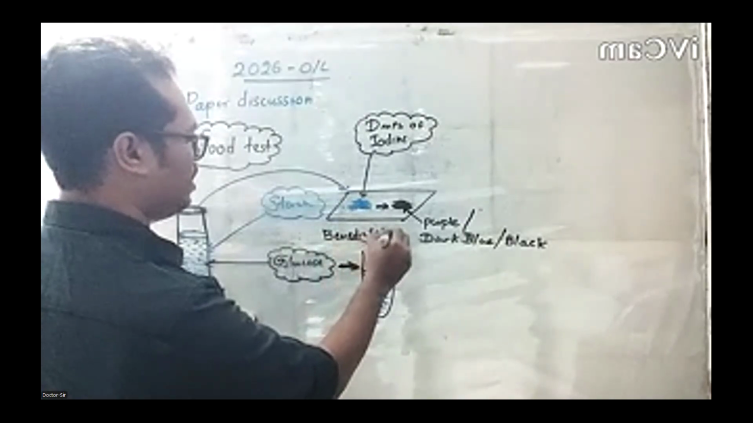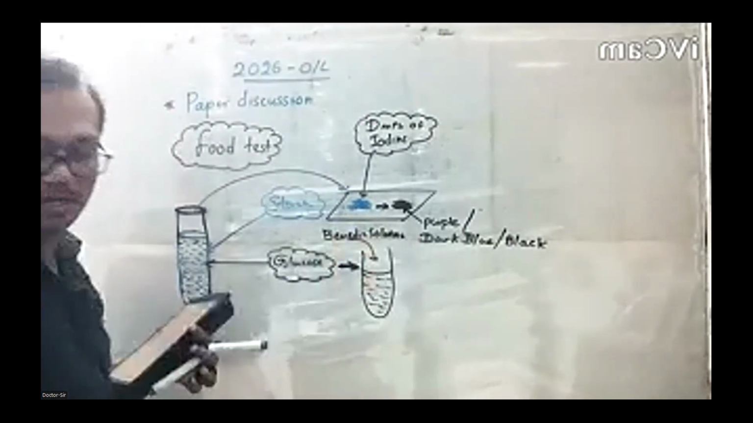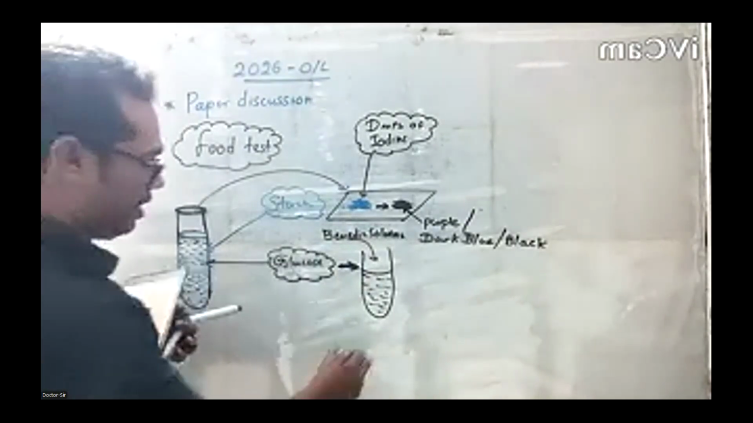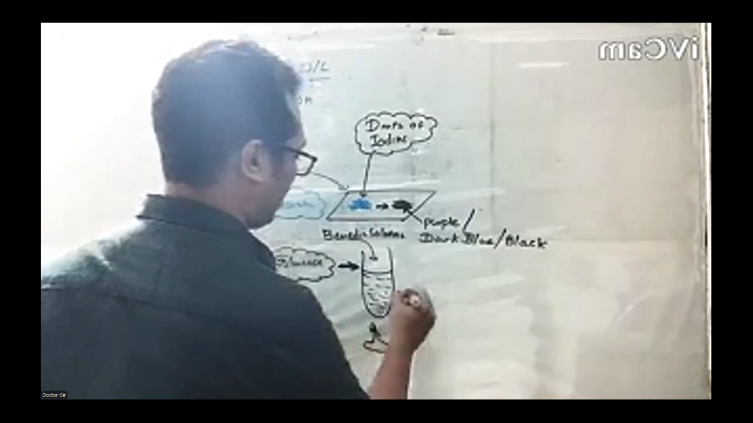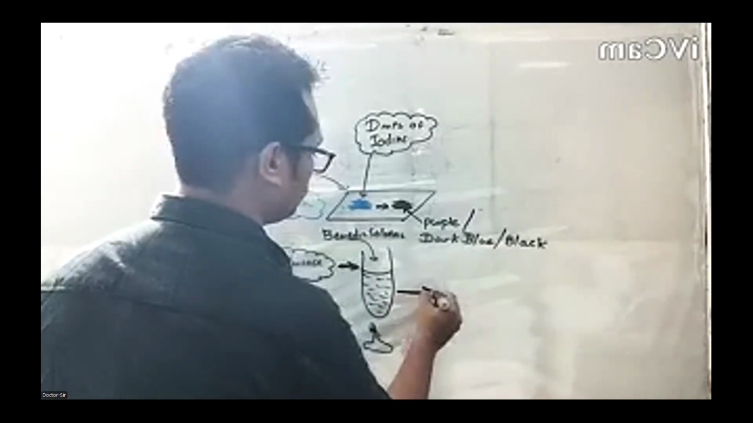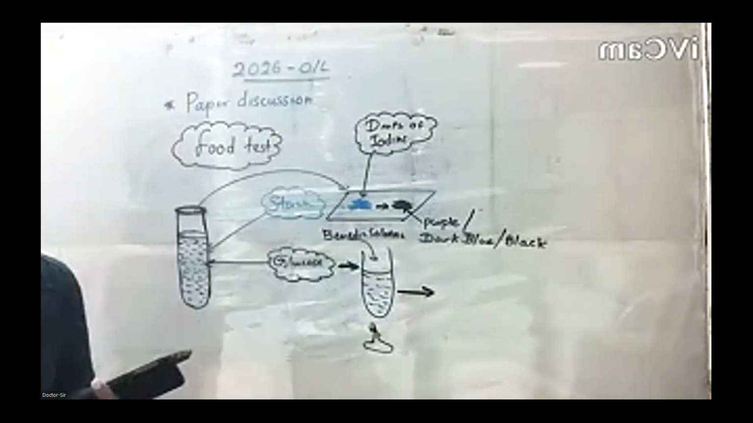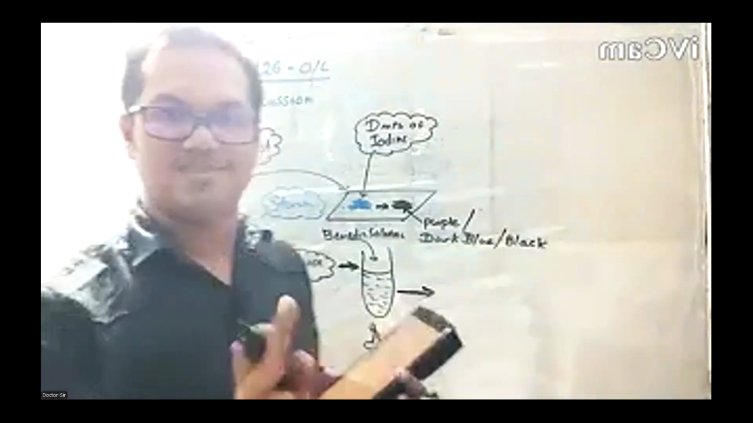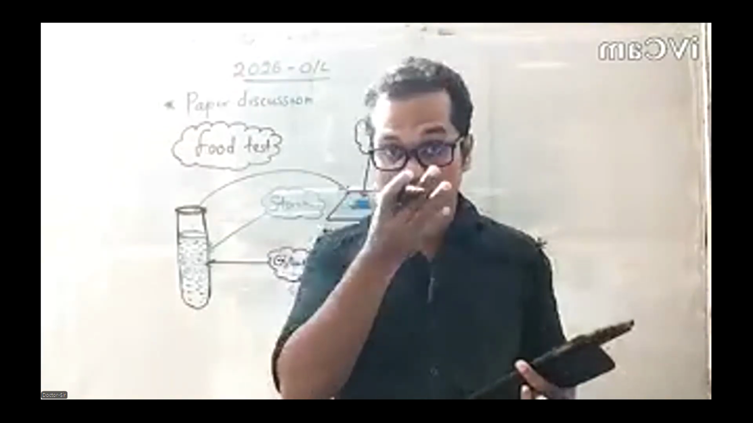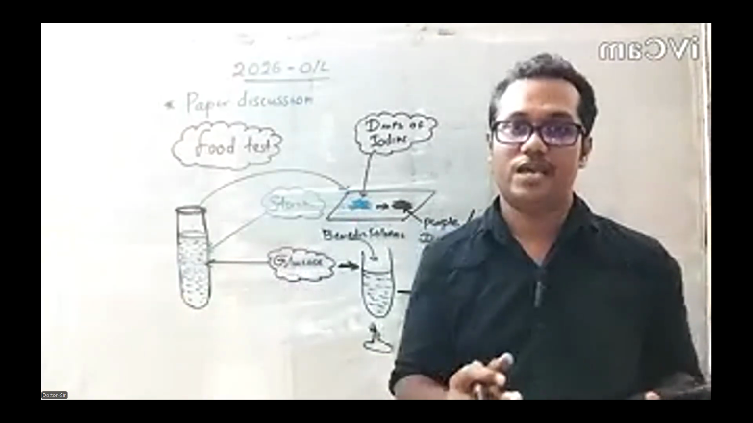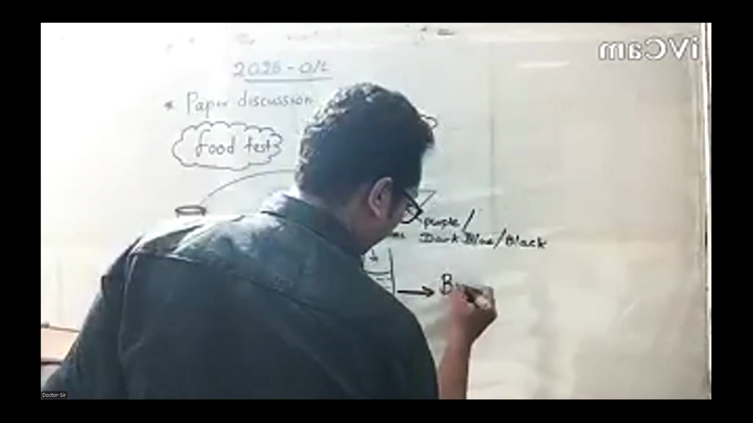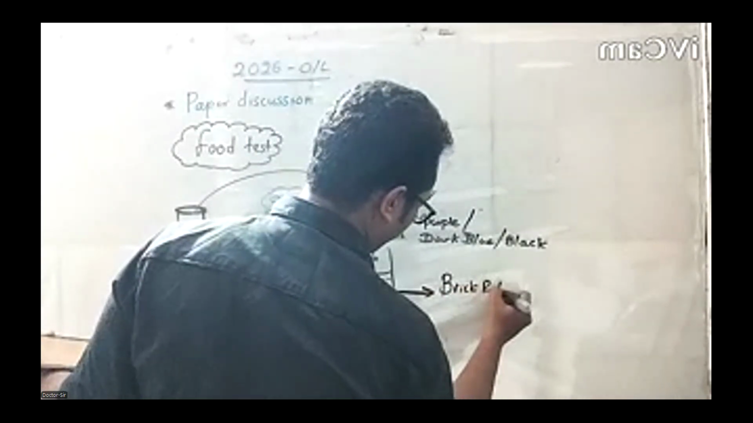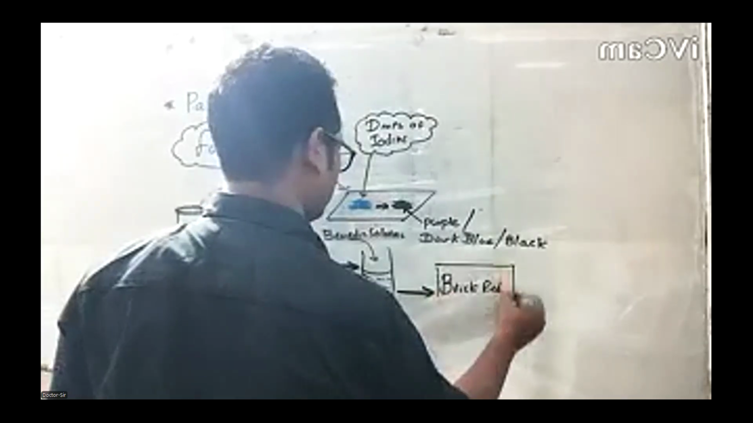Right. This Benedict solution, what is its nature? It can convert, and we have to heat as well, right? Okay, that's no issue. So after that, it will be converted to which color? If there is glucose present there, it will be converted into a brick red precipitate. What is that? Brick red precipitate. Okay, right. So it will be converted to the brick red precipitate. Okay, brick red color. All right.